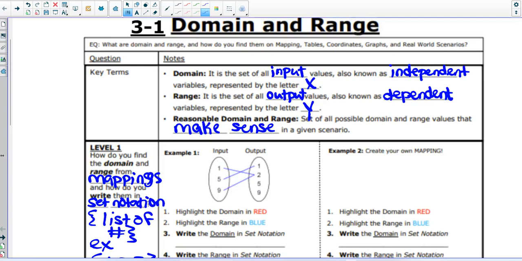Domain and range is the next topic. Domain is all of the inputs, which is also known as independent variables. Variable is another word for letter that represents all of our x values. Range is all of our outputs, or dependent variable. Again, variable is another name for letter, and that represents all of our y values.